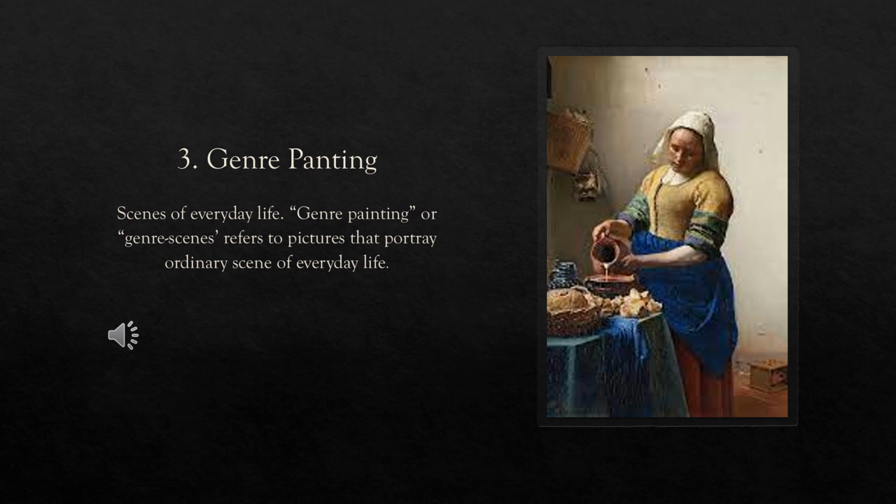Like, for example, the woman preparing breakfast in the painting you can see. So this woman portrays our daily life, like every morning preparing breakfast, cooking, like that.